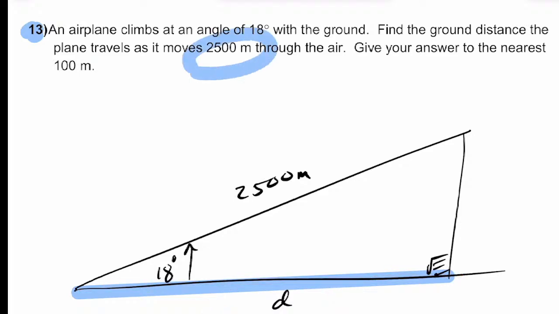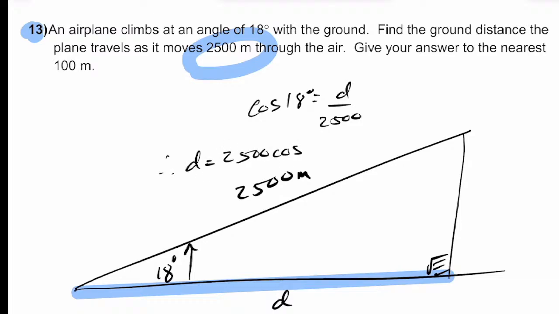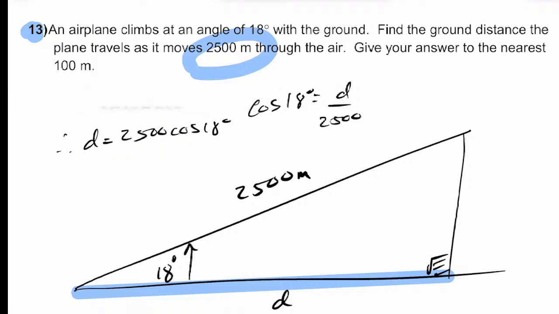As it travels 2,500 meters through the air, I'm assuming that's the distance the plane traveled, is the 2,500 meters through the air. So once you have it set up, I'm sure it's easy now because that involves your adjacent and hypotenuse. So this would be the cos of 18 degrees is d over 2,500, right? So therefore, the ground distance is 2,500 cos 18 degrees. But nothing wrong with the question. It's just like, I guess the wording can be a bit challenging.